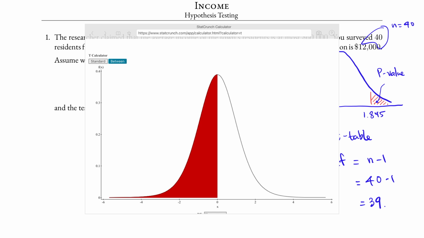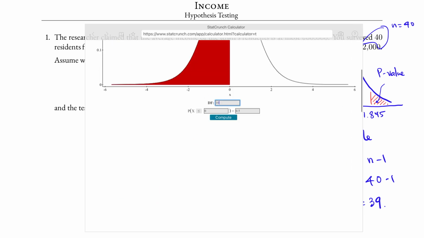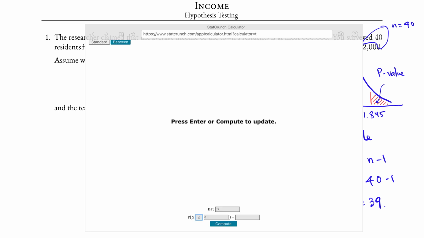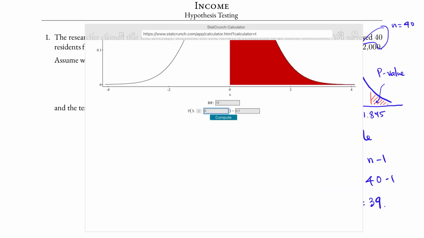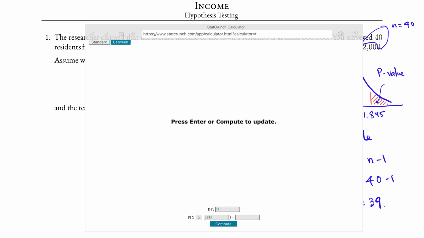If we pull up the free online StatCrunch t calculator, we will see this window. We will need to input the degree of freedom, which is 39, and we will select the inequality greater than or equal to because this is the right tail test. We also need to input the test statistic t, 1.845. What we're doing here is looking for the probability that the x value is greater than or equal to 1.845 with the degree of freedom 39.